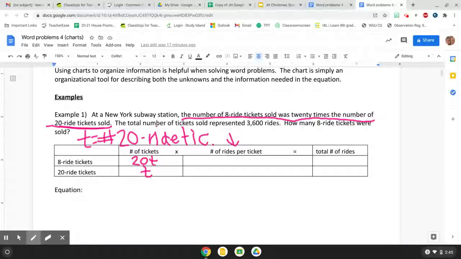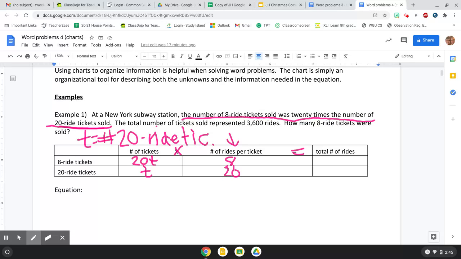Number of rides per ticket. Well, it tells you 8 ride tickets, so you're going to get 8 rides out of that. 20 ride tickets, you're going to get 20 rides out of that. And then this last column, you can see they put these times and then equals the total number of rides. The number of tickets times the number of rides per ticket is going to give you the total number of rides that you can ride.